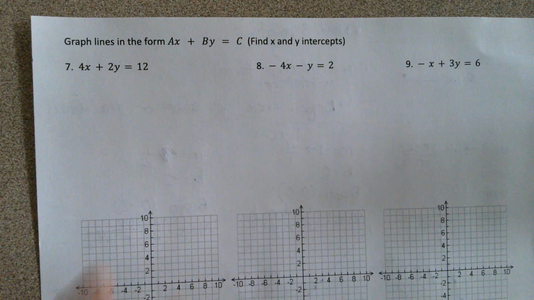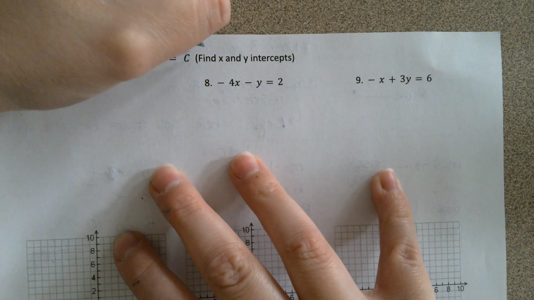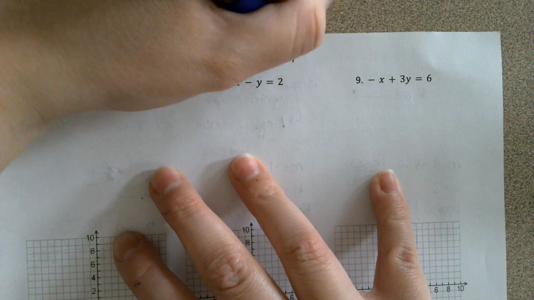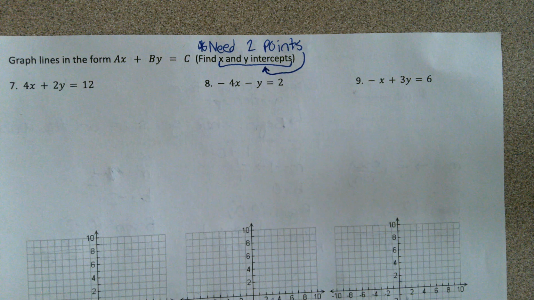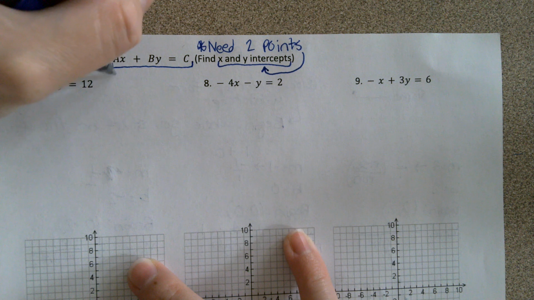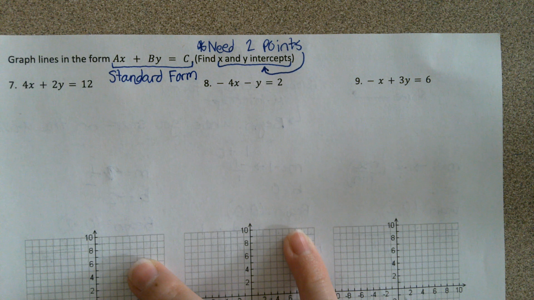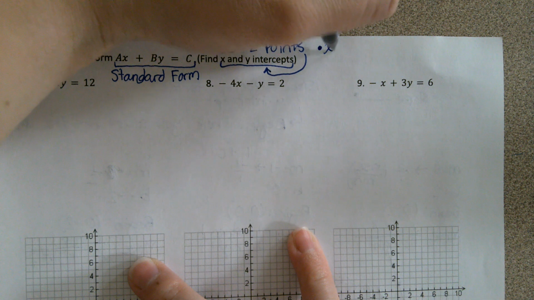Backside. Graph lines in the form ax plus by equals c, find x and y intercepts. Few things. You're going to have 2 points here, so you need 2 points for each graph. And those points are the x and y intercepts. So that's what you're going to be finding this time. And then this form, ax plus by equals c, is called standard form. And then you need to know how to find the x and y intercepts. So let's discuss that.